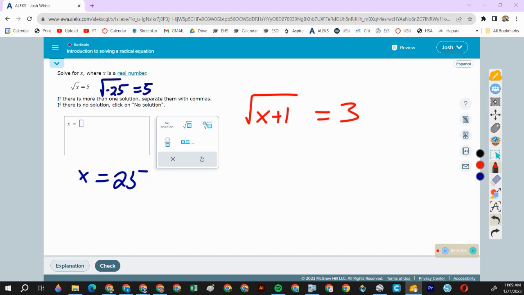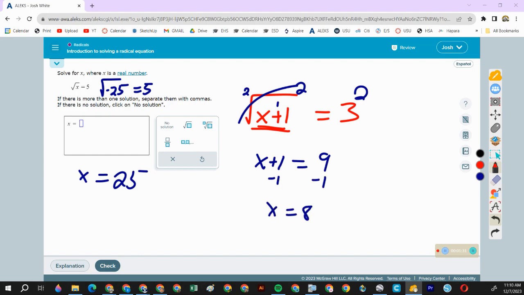Okay? So what is the first thing that happens to the x here? It gets added to 1, and then the square root happens. So we're just going to peel this onion back from the outside in. So square both sides. That cancels. X plus 1 equals 9. We subtract 1, and I get x equals 8. Okay, easy enough?